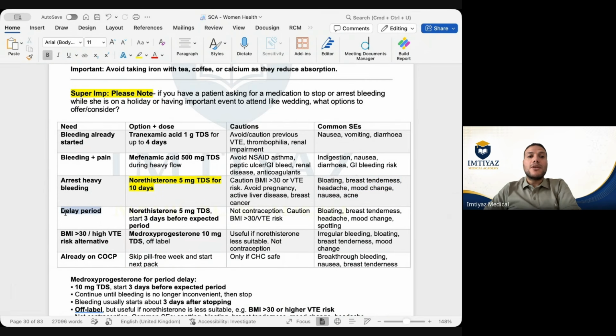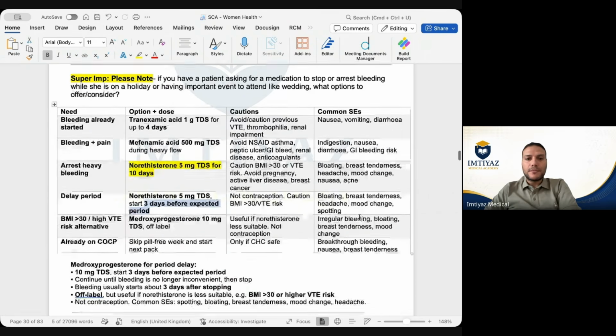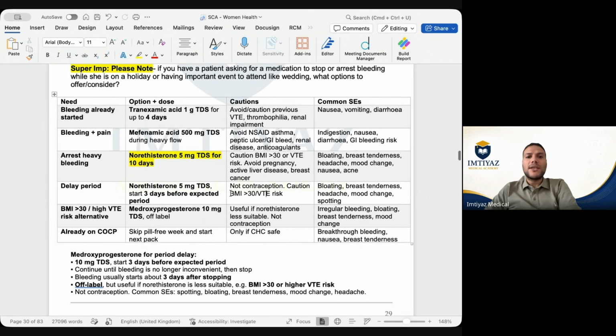To delay her period until she goes on a holiday and comes back, she will take norethisterone 5 milligrams 3 times a day, starting 3 days before the expected period, and continue until she comes back from the holiday. Once she stops it, after 3-4 days she will start to have bleeding. Again, with norethisterone, take caution if BMI is more than 30, because then it is better to take medroxyprogesterone 10 milligrams 3 times a day. Or if there is high DVT risk or a family history of DVT, she can take this one.